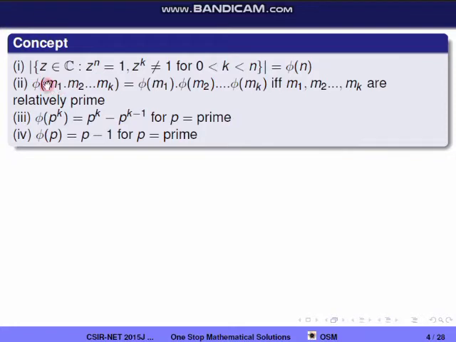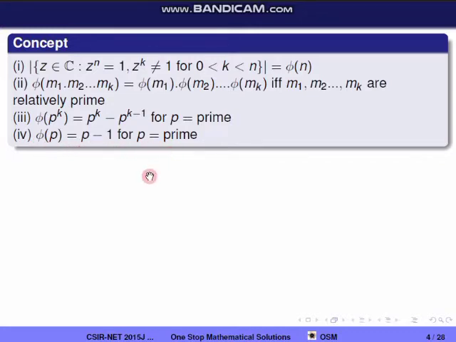Cardinality of the set of all z in C such that z power n is equal to 1, z power k not equal to 1 for 0 less than k less than n is equal to phi of n. Second concept, phi of m1, m2, etc. up to mk is equal to phi of m1 into phi of m2, etc. up to phi of mk if and only if m1, m2, mk are relatively prime. Third concept, phi of p power k is equal to p power k minus p power k minus 1 where p is prime, and phi of p is equal to p minus 1 where p is prime.